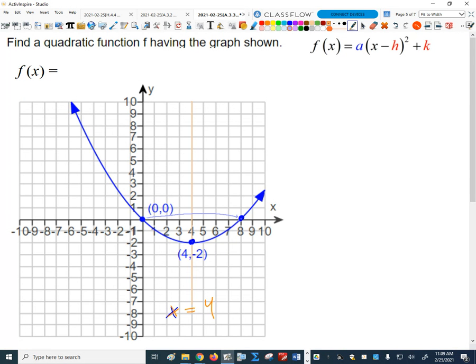Well, first of all, what are the values of H and K? You guys can all tell me that right away. What value am I plugging in for H? Everybody tell me. Type it in chat. What value goes in for H?